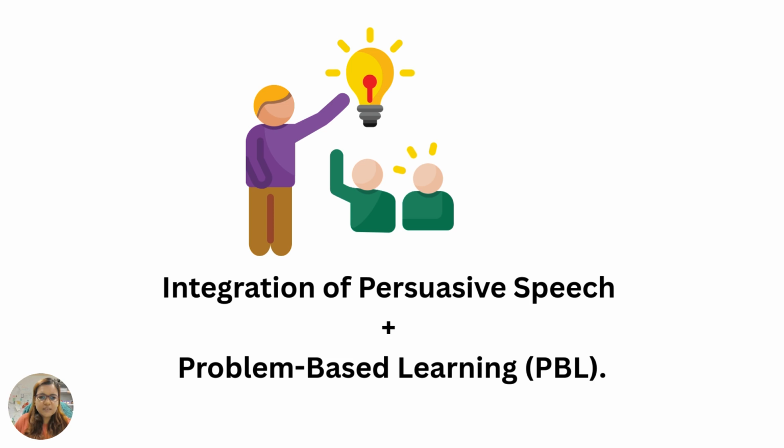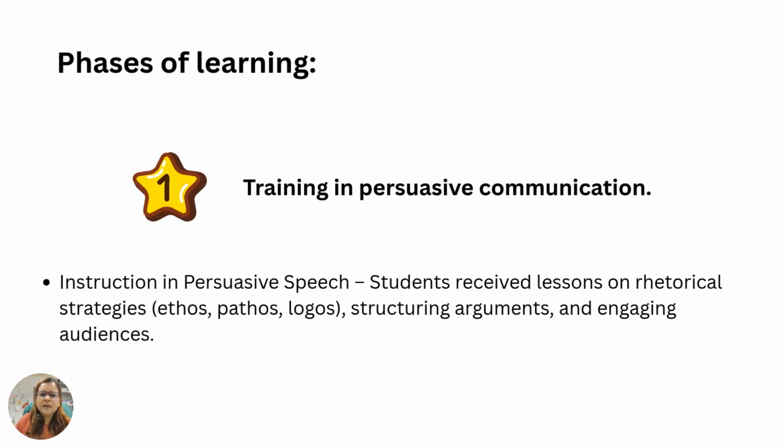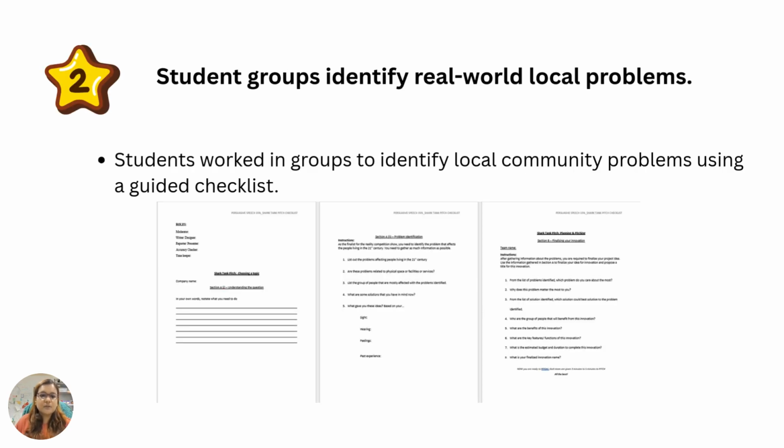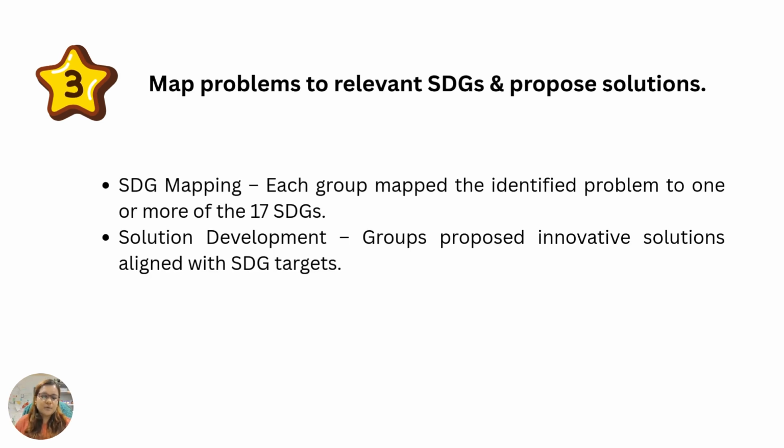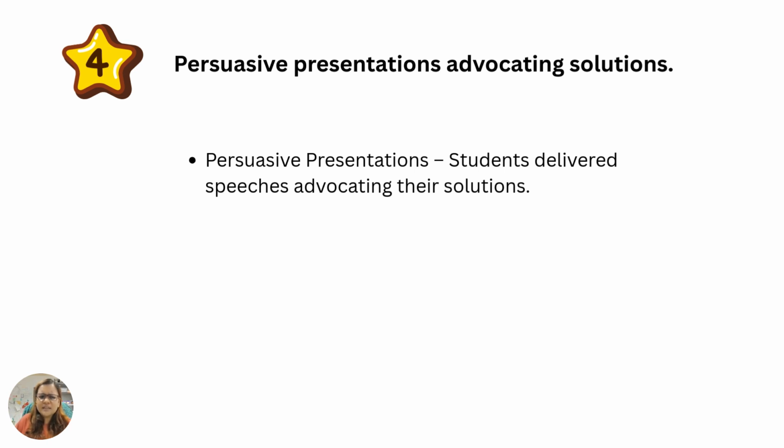In terms of product description, as I've mentioned, is an integration of persuasive speech and PBL, where in the beginning students are taught of persuasive speech, how to structure argument and also engage with audience, and also the 17 SDG. Then students are grouped in group. They will go out into the community to identify problem using a guided checklist, and then once the problem is identified, they'll map with one of the 17 SDG, and then they'll propose innovative solution based on SDG targets, and then they will present using persuasive speech, becoming advocate of their solution.